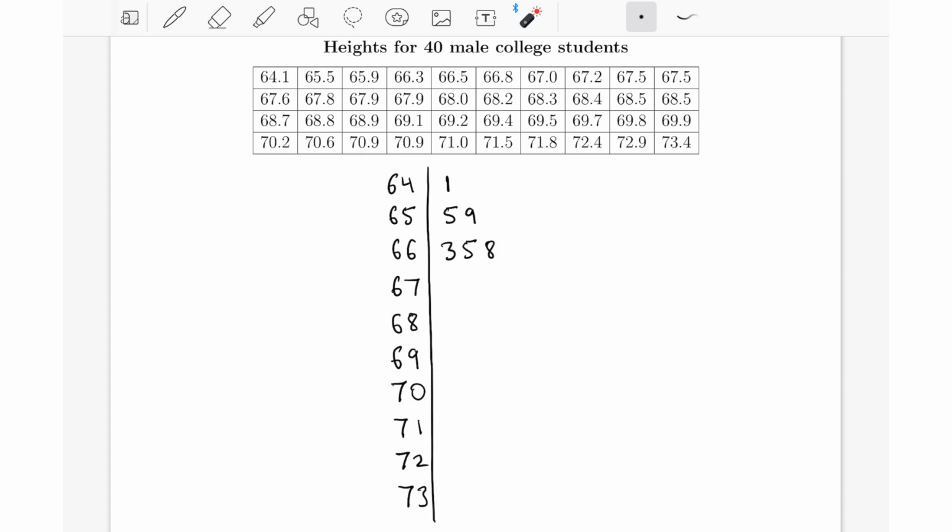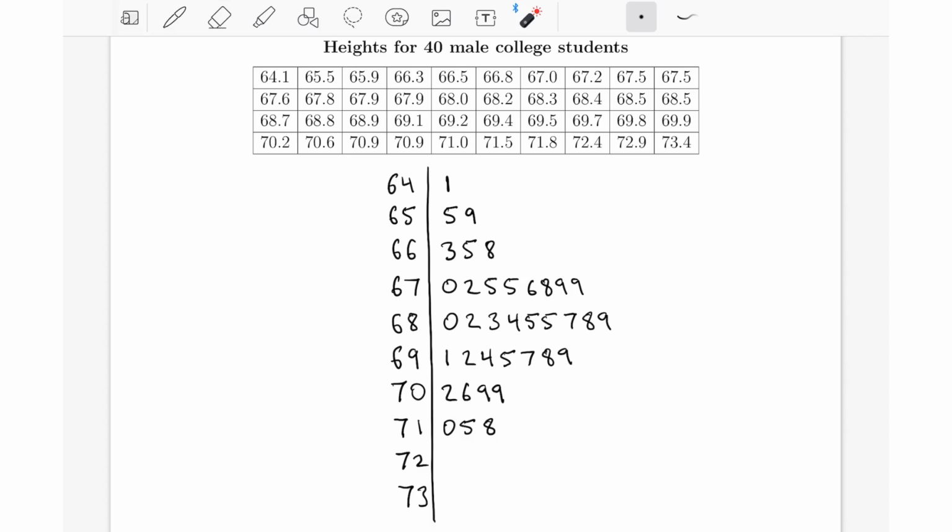And hopefully you're getting the idea. I'm gonna speed it up a little bit. Next we have 0, 2, 5, 5, 6, 8, 9, 9. So I'm gonna write all of these out at once. And I'm gonna continue this process. And what we get is a complete stem and leaf plot for this data set.